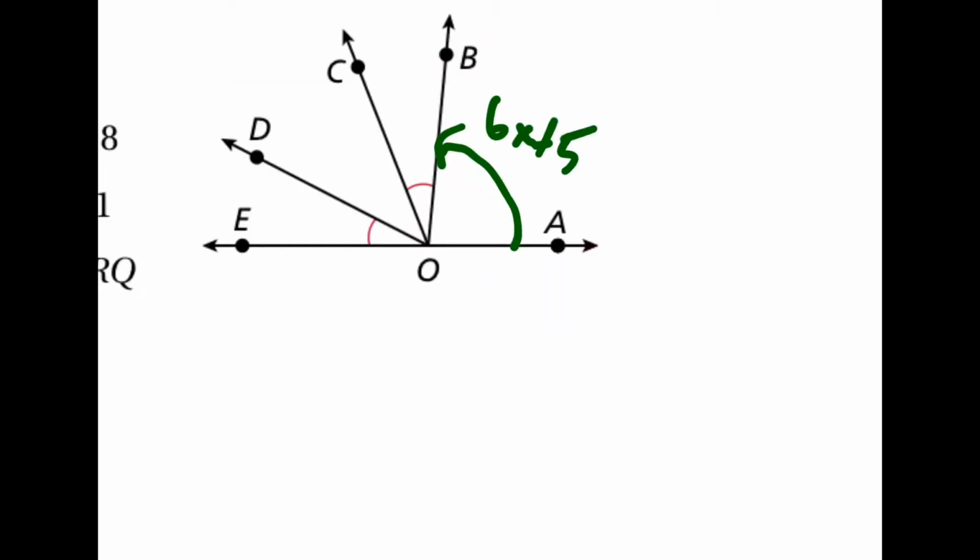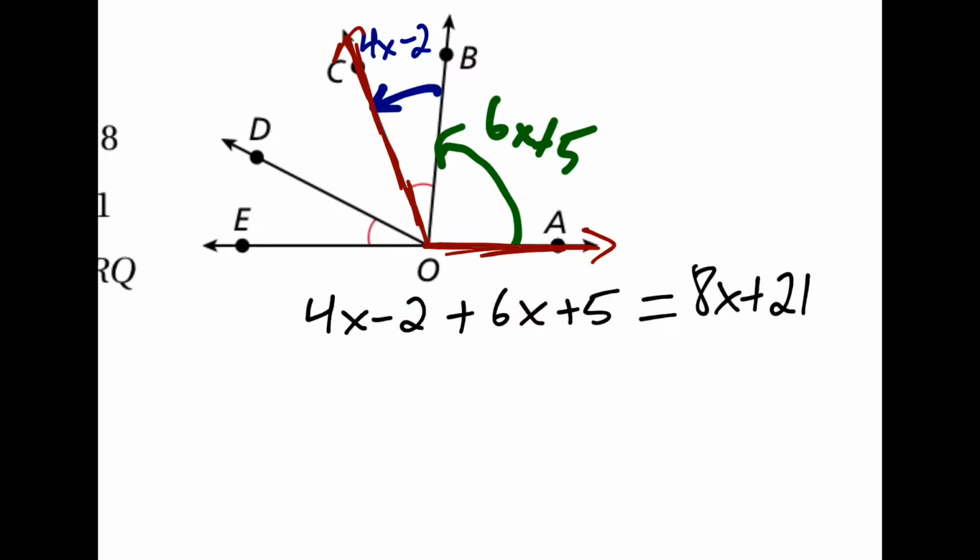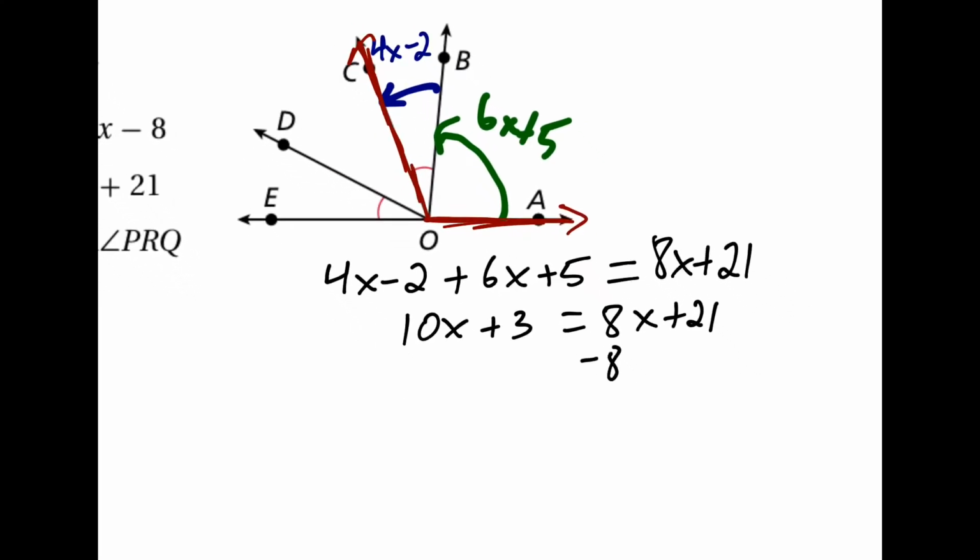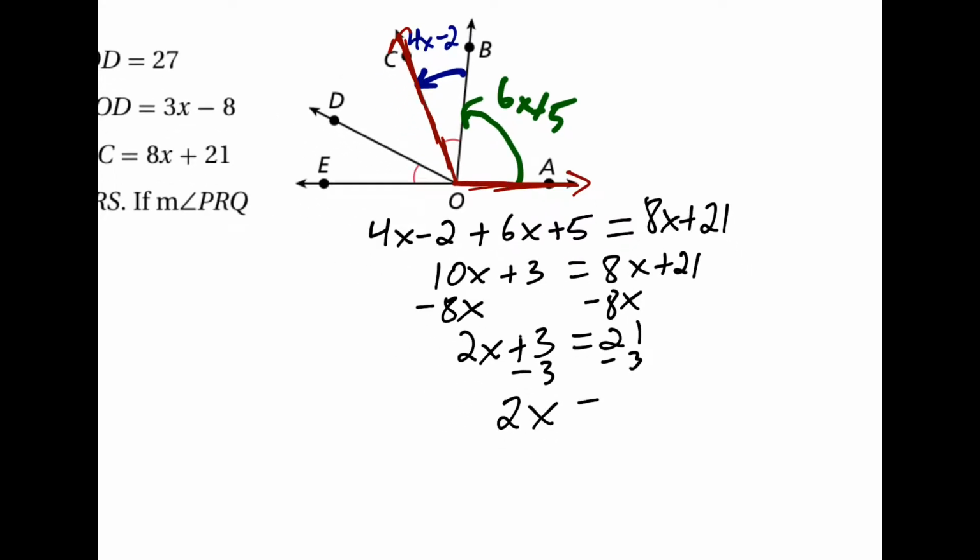For 31, AOB is equivalent to 6x plus 5. BOC is 4x minus 2. Then we are told AOC, or the sum of these two. So we can plug each angle in here. The green part plus the blue part, I guess the blue part plus the green part, is equal to the red angle. Combine like terms. Move the x's to the left. Move the numbers to the right. Divide by 2. X is equal to 9.